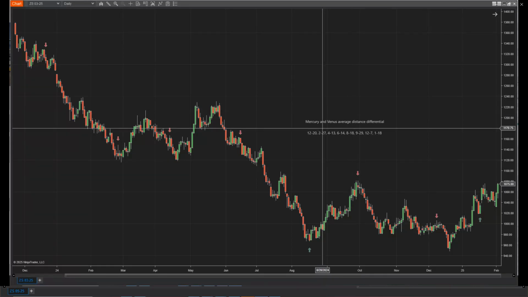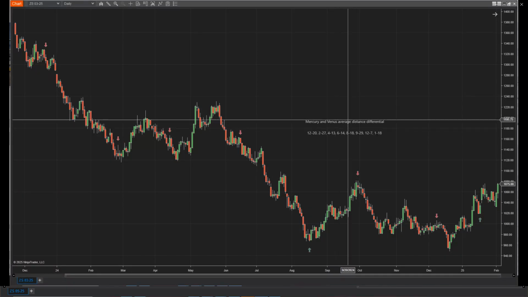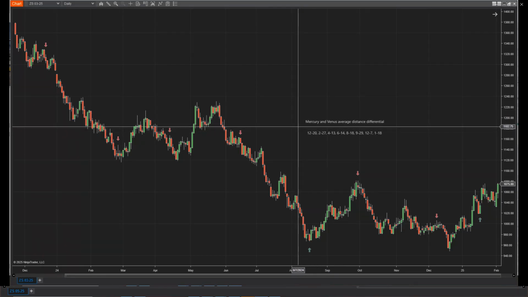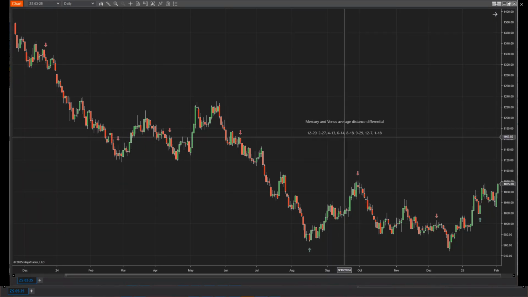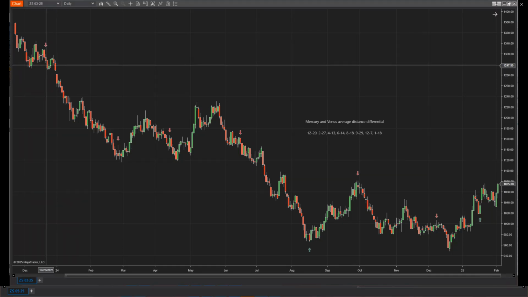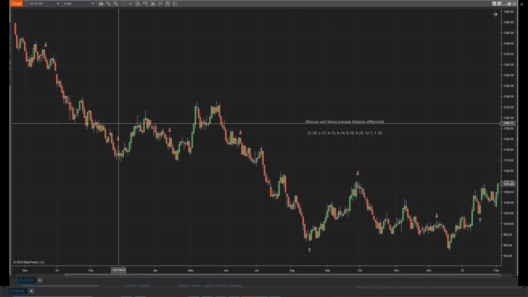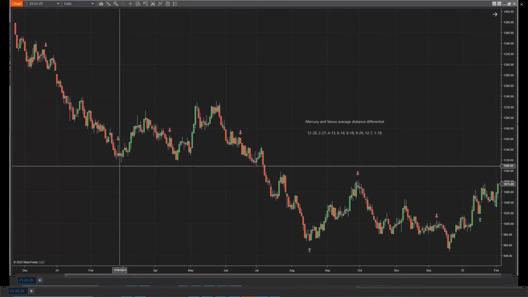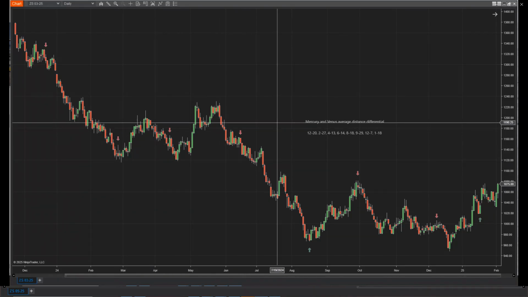So I've listed the dates here and marked those points with arrows. You can see Mercury and Venus average distance differential. We've got 12/20, 2/27, 4/13, 6/14, 8/18, 9/29, 12/7, and 1/18. The first one, 12/20, was one day after this high. The next one, 2/27, was this little spike high right near this bigger bottom. Got a couple days down after that.